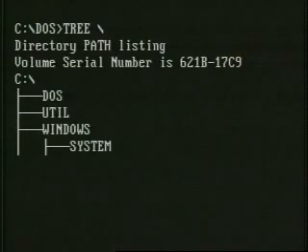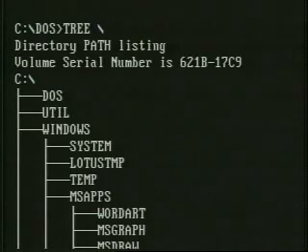Lisa, type tree, a space, and a backslash. The backslash tells DOS to display the tree beginning at the root directory. Now press Enter. Here is how DOS displays our tree structure. Viewers, yours will look different depending on how your computer is set up. We'll see more of this when we get to the shell.